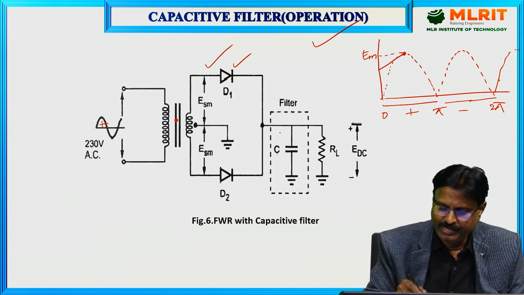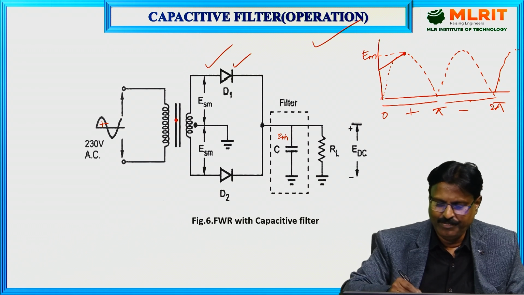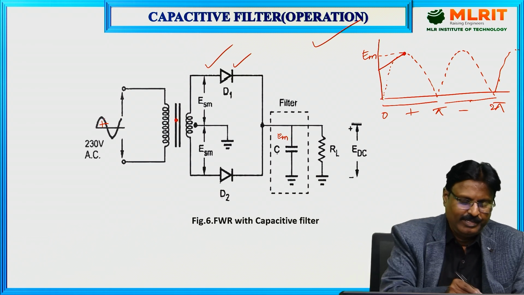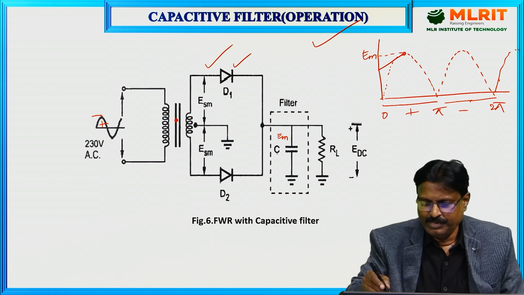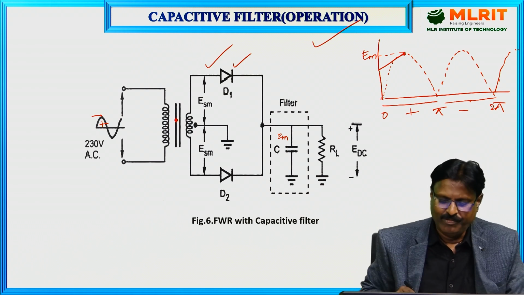So assume that during the positive half cycle, the capacitor will be charged to reach the peak value. Peak value here is EM. Okay, this is EM, right? So it will be charged up to here. At this instant of time, what happens?